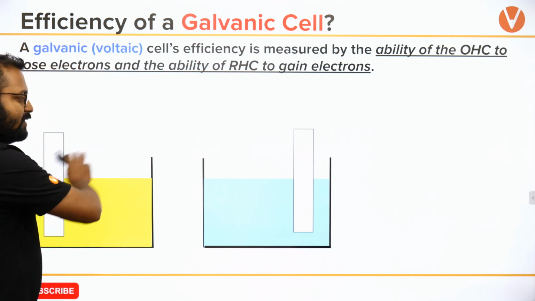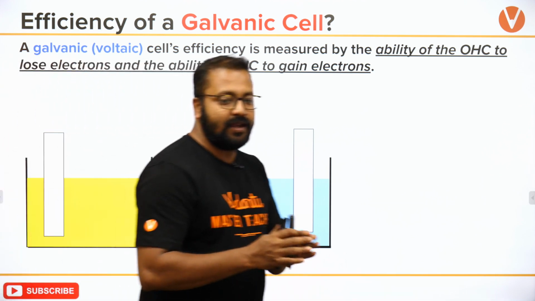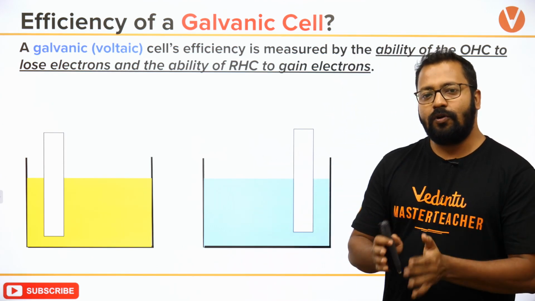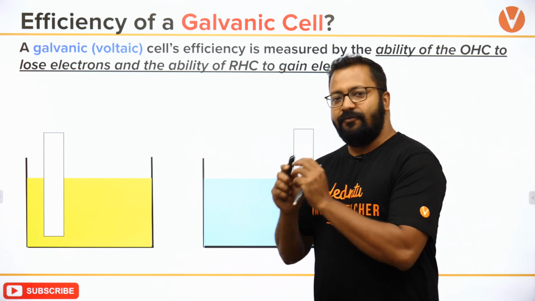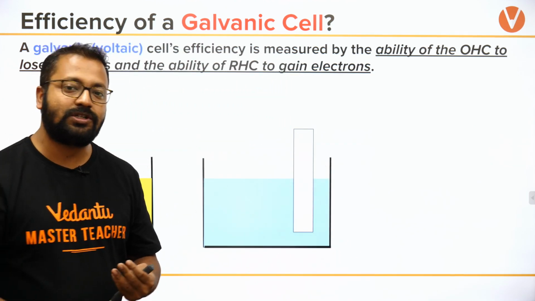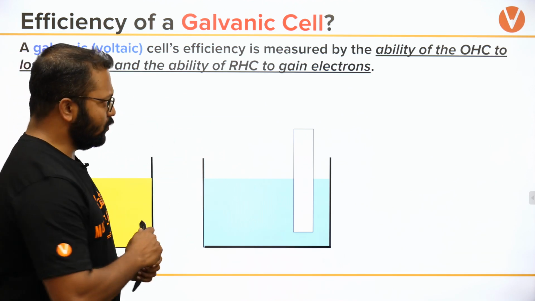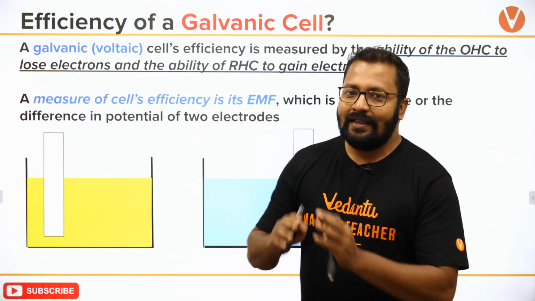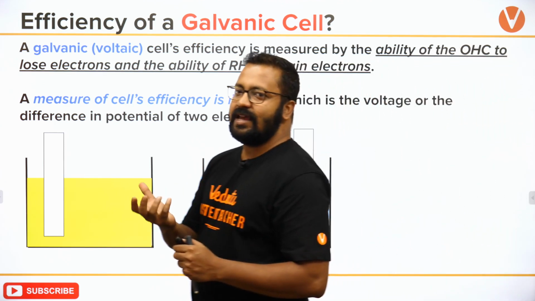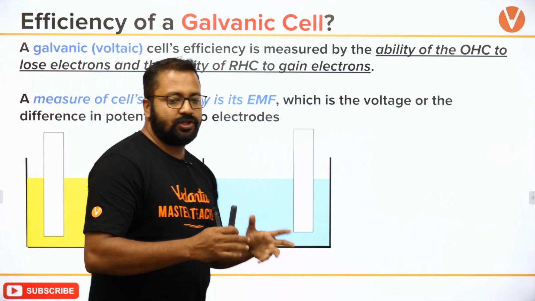तो आपको क्या करना है, सर्किट कंप्लीट कीजिए, जहाँ पे थिकनेस मेटल स्ट्रिप की कम होती जा रही है वो ऑक्सीडेशन होगा, जहाँ पे थिकनेस इंक्रीज होती जा रही है वो रिडक्शन हो जाएगा. ओके, but the very important point about efficiency is कि हम देखेंगे कि कौन सा ज्यादा इलेक्ट्रॉन लूज करने की कोशिश कर रहा है, कौन सा ज्यादा एबिलिटी रखता है इलेक्ट्रॉन गेन करने की. ओके, so with that idea in mind we define the efficiency in terms of EMF. So the measure of the cell's efficiency is EMF, which is the voltage or the difference in the potential of two electrodes.